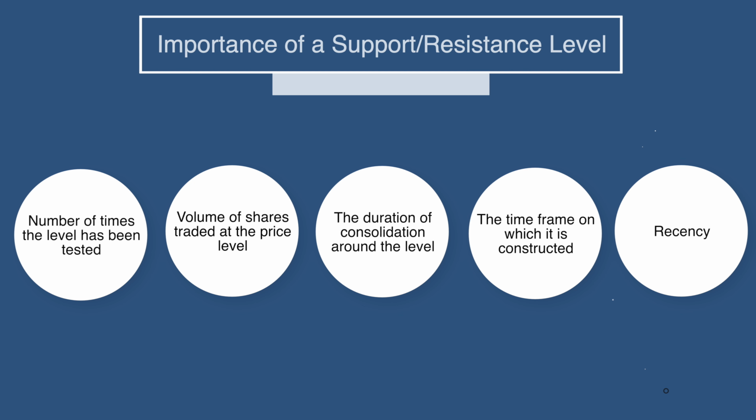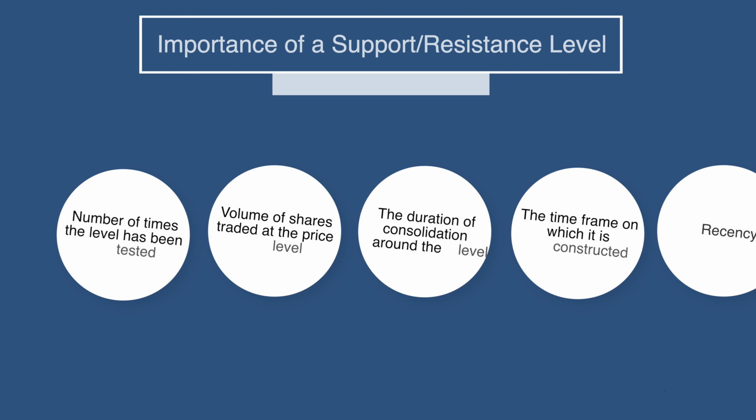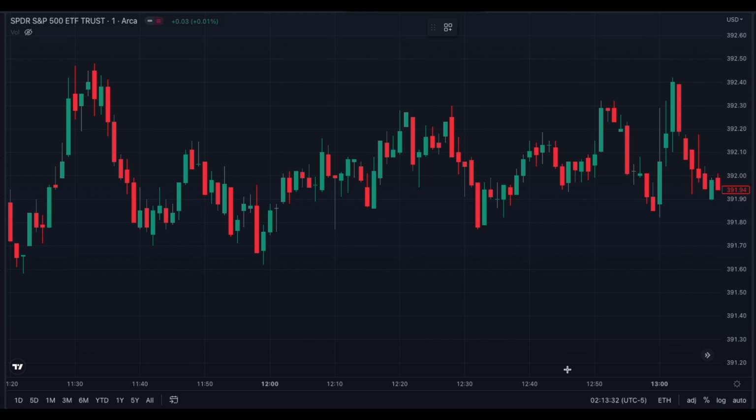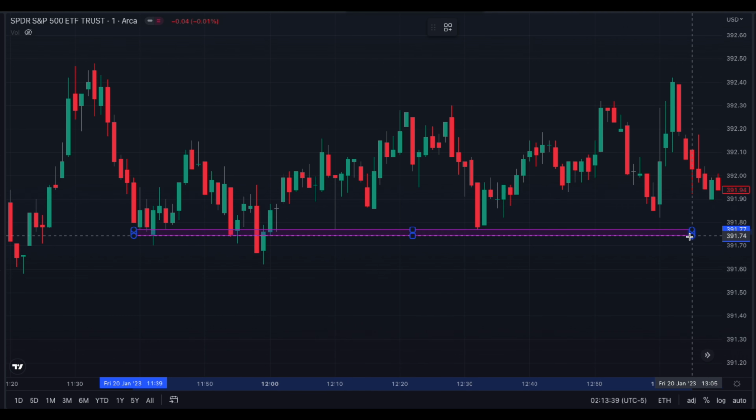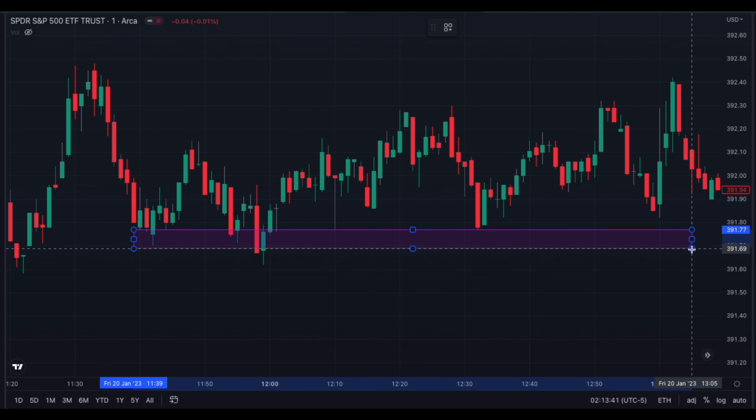Recency. How recently the level has been tested. The more recent, the stronger is the level. An important point to keep in mind is that levels are not pinpoint price levels. So, you should not limit a level to the last penny. The price at which the bounce happens can be a little above or below this. Take it as a soft sponge layer rather than a concrete line.